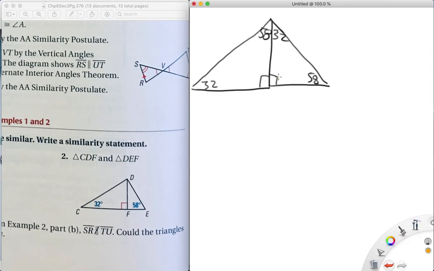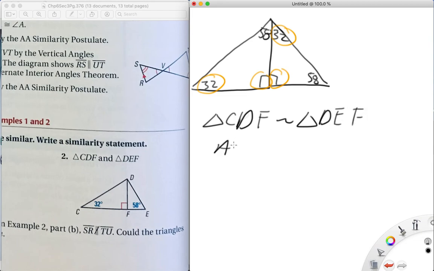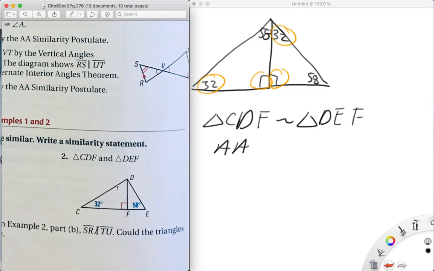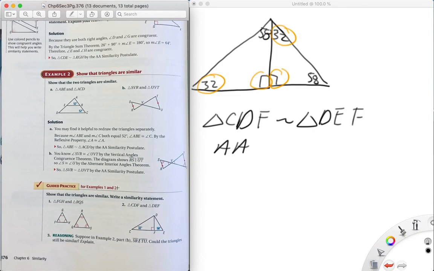So I have 1, 2, 1, 2. These guys are all congruent. Therefore, these triangles are similar because of AA. So triangle CDF is similar to triangle DEF because of AA. I have two angles that are congruent, and since I have two angles that are congruent, then I can say that they are similar.